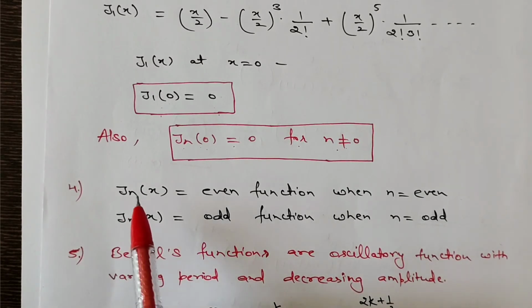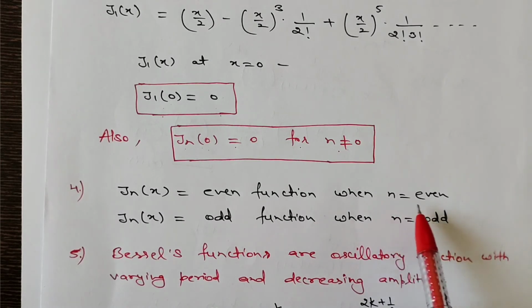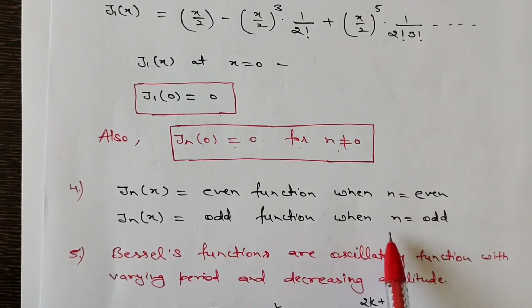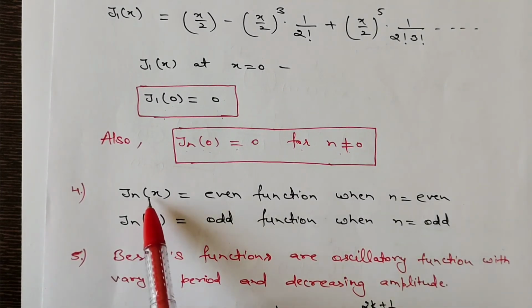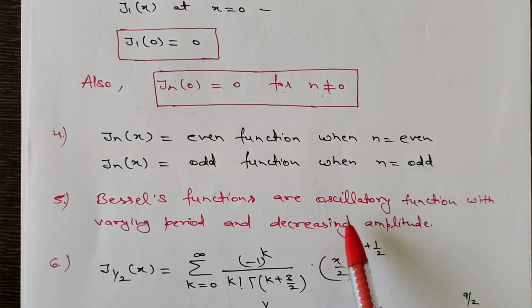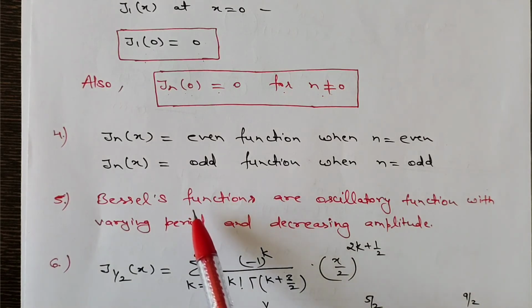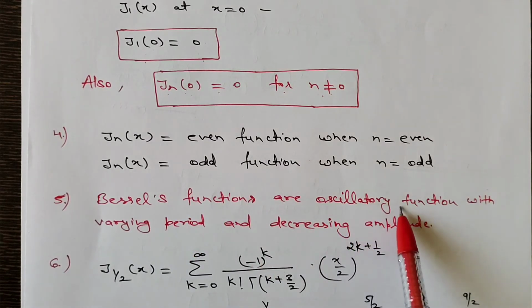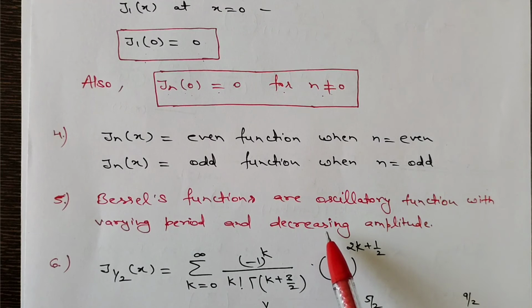The other important property of the Bessel function is that Jn(x) is an even function when n has even values, and an odd function when n is odd. We can easily check this using the expression for Jn(x). And these Bessel functions are actually oscillatory functions with varying period and decreasing amplitudes. What does it mean? It means these functions, the solutions of the Bessel differential equation, are continuously oscillatory, but their period is continuously varying and their amplitude is constantly decreasing. Clear? We can plot them.